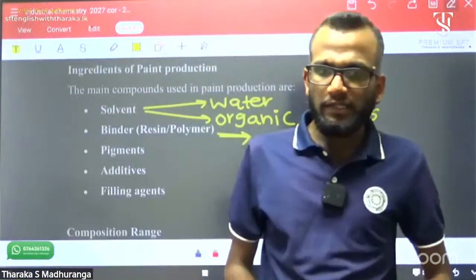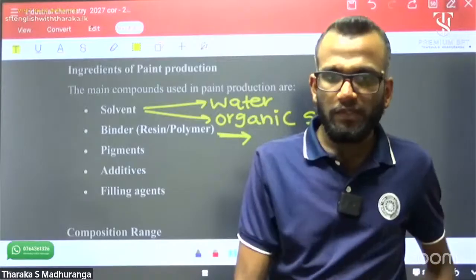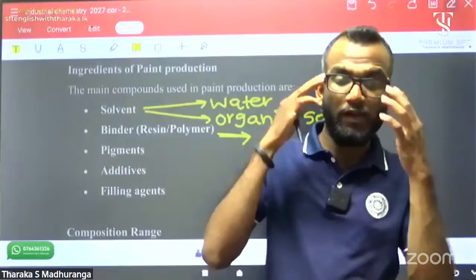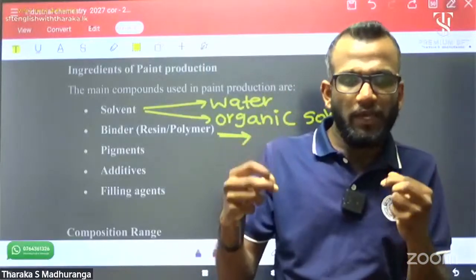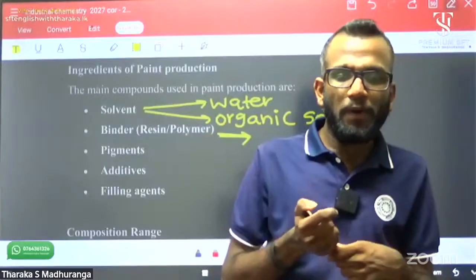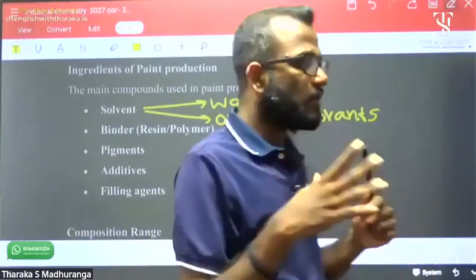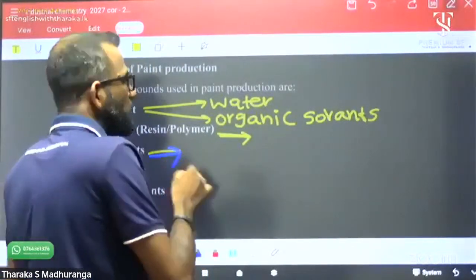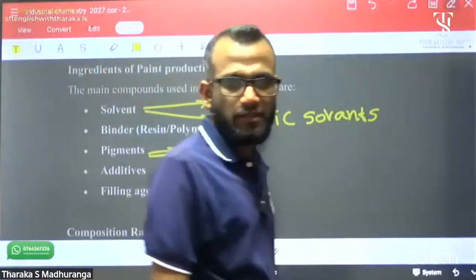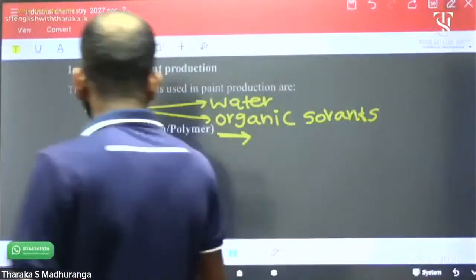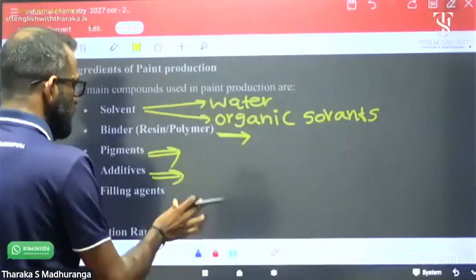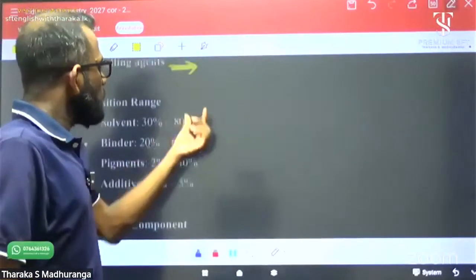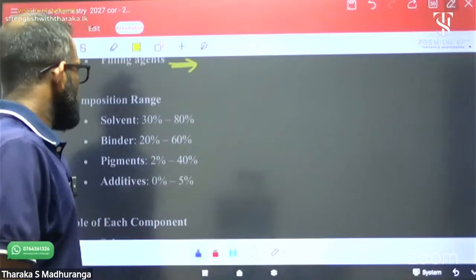Why do we add binders? Binders mean polymer compounds. In the polymer lesson, I will explain the full story of polymers. We have to add some resin or polymer compounds as binder. I will explain the purpose later. We compulsorily need pigment particles, and additives to keep characteristics, and filling agents to increase the quantity.